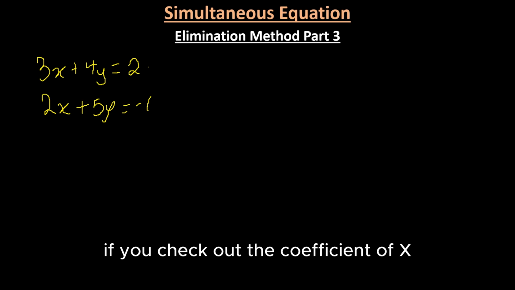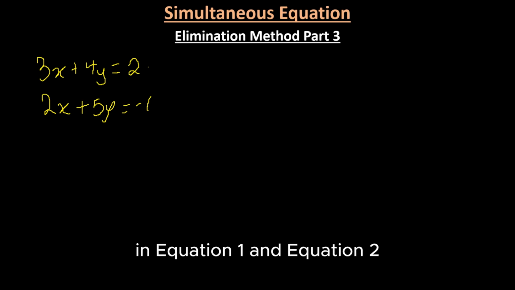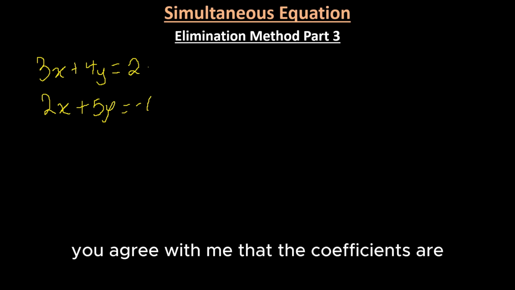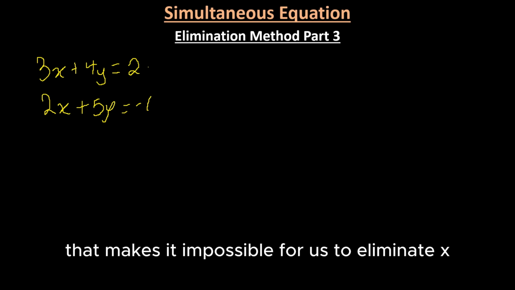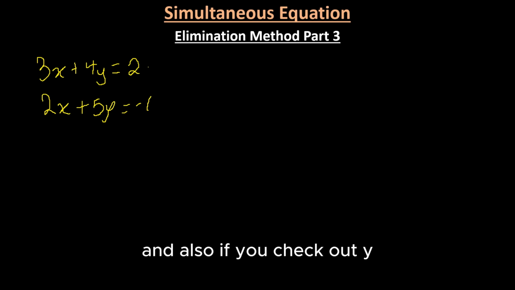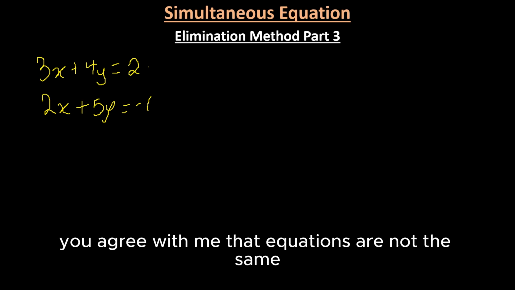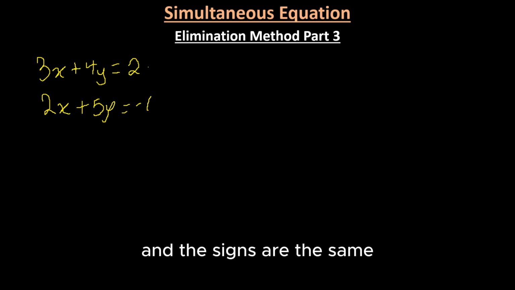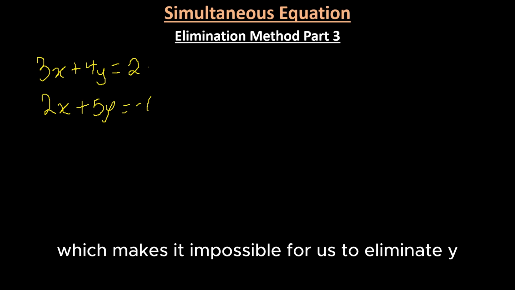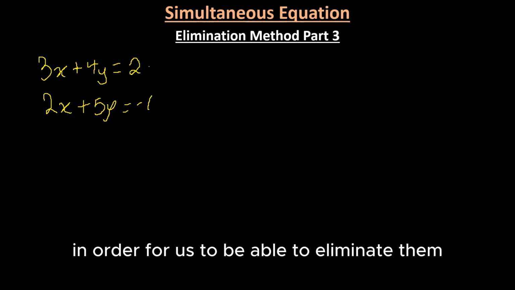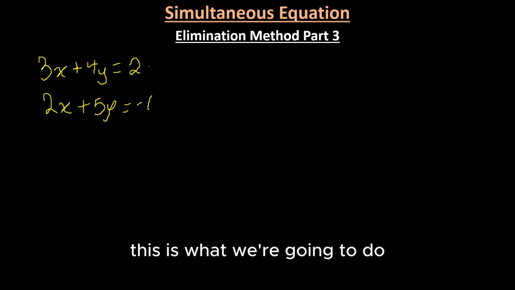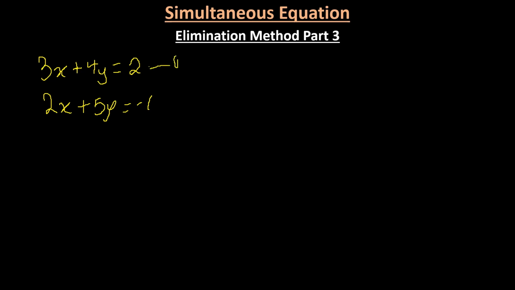If you check out the coefficient of x in equation 1 and equation 2, you agree with me that the coefficients are not the same and the signs are the same. That makes it impossible for us to eliminate x. And also, if you check out y, the coefficients are not the same and the signs are the same, which makes it impossible for us to eliminate y. So what can we do to either the x or the y in order for us to be able to eliminate them? This is what we're going to do. Let's tag this equation 1 and tag this equation 2.